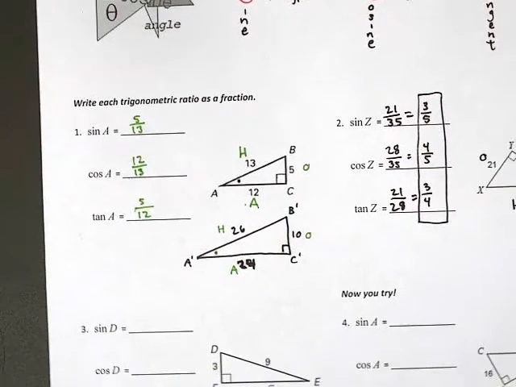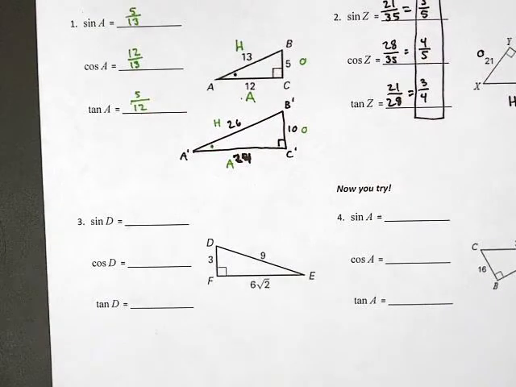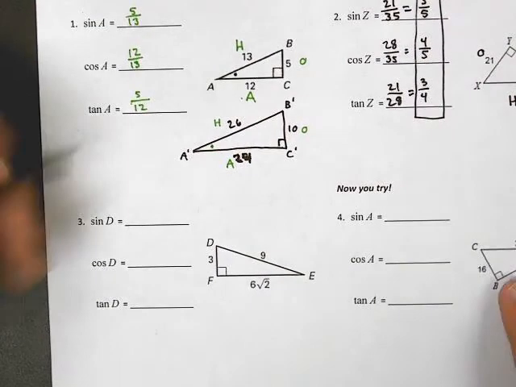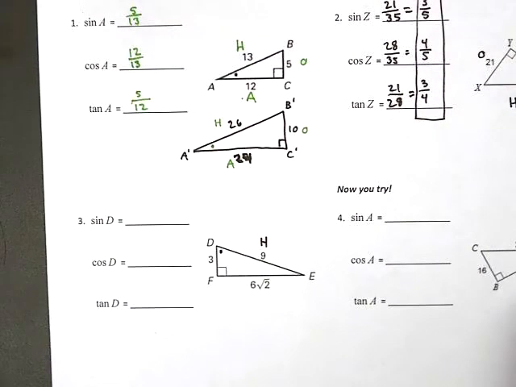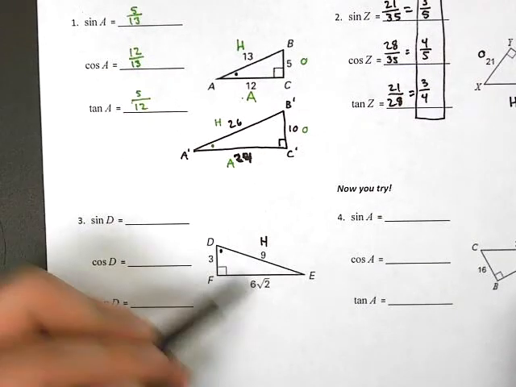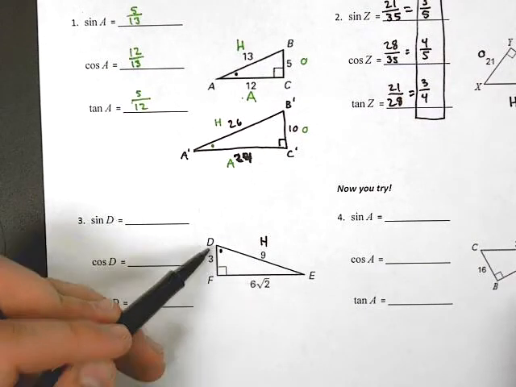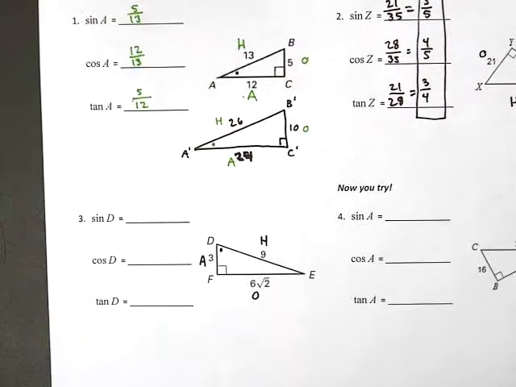All right. Let's do one last one, number 3, and then we will move on to recognizing which trig ratio you need to use. All right. So sine of angle D. Here's angle D. I know my hypotenuse is across from the right angle. I know that my opposite in this case is going to have to be across from angle D. So there. And then lastly, adjacent.